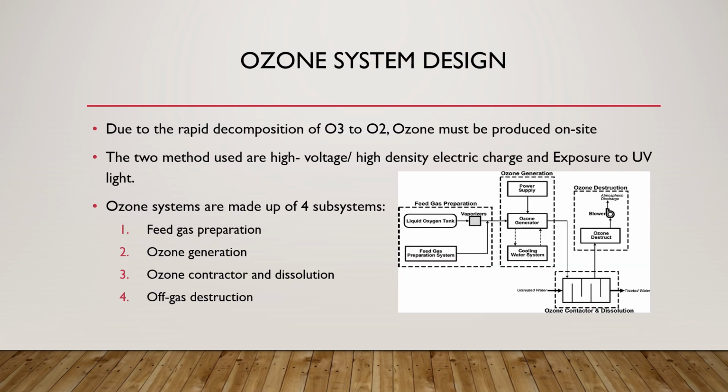As we look into the ozone system design, we see that as we're treating water, ozone is converted to oxygen. And we know that we can use two methods in which we can convert ozone to oxygen. Either we use a high voltage or high density electrical charge, or exposure to UV light. So this method is very critical to a point that we are increasing the concentration of oxygen and hence making the water quality even higher.